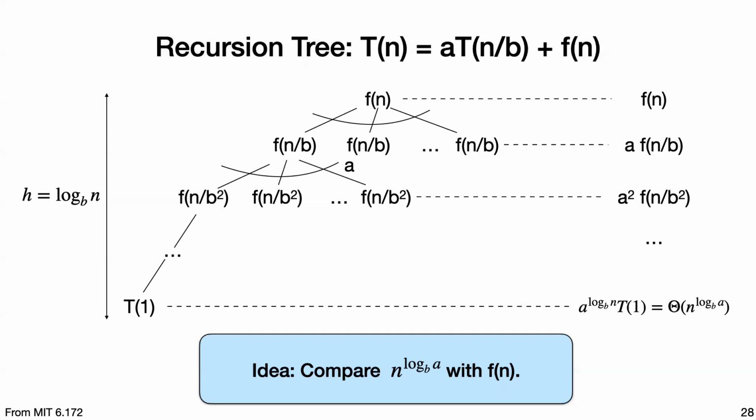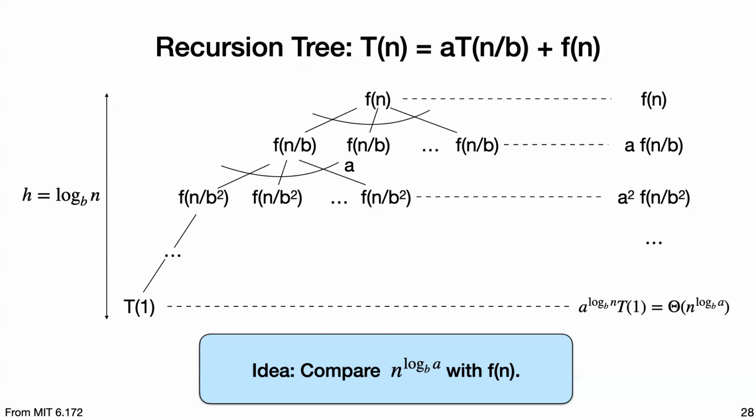And at the leaf level, we are going to have a to the power log base b of n. a is the fan out, log base b of n is the height. So that's how you get the number of leaves in a tree. And then times T of 1, and we said that T of 1 is theta 1. So this is just theta, this is just log exchange. So n exchanges with a: n to the power log base b of a.